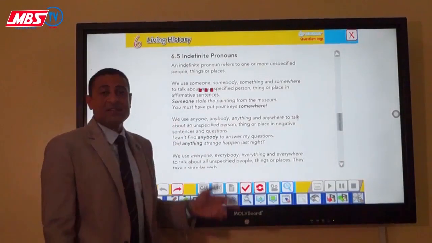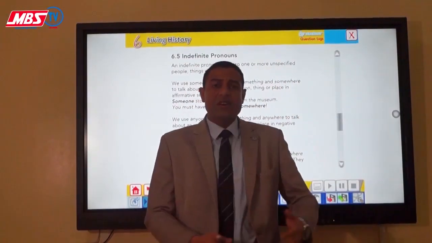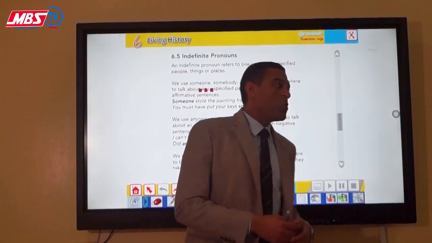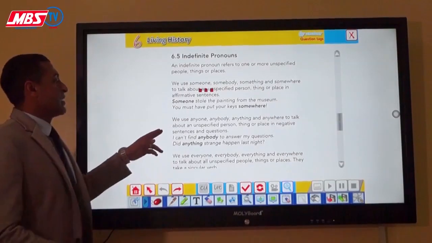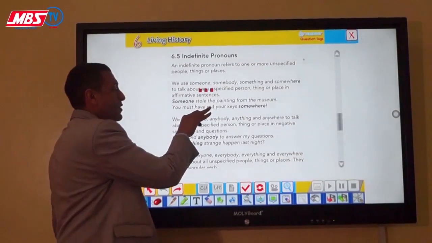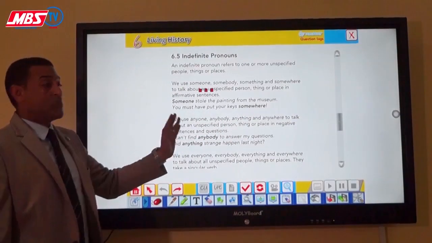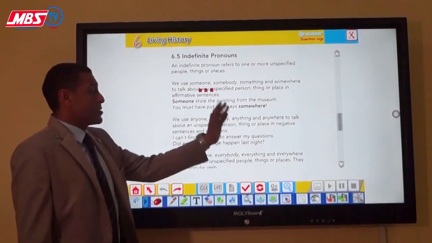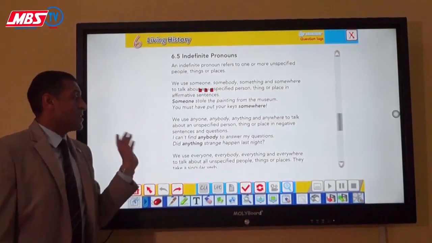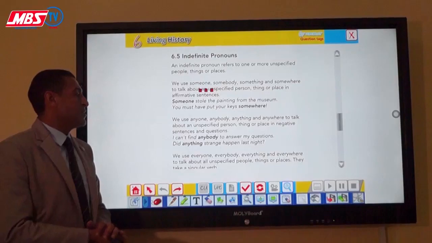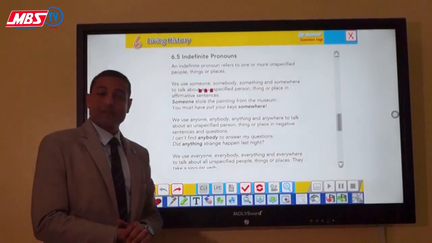You must have put your keys somewhere. Where are my keys? I cannot find them. So you can tell me, oh, you must have put your keys somewhere. And then, anyone, anybody, anything, anywhere, of course we use them to talk about an unspecified person, thing, place, but here in negative sentences and questions. Just like, I cannot find anybody to answer my questions. Did anything strange happen last night?